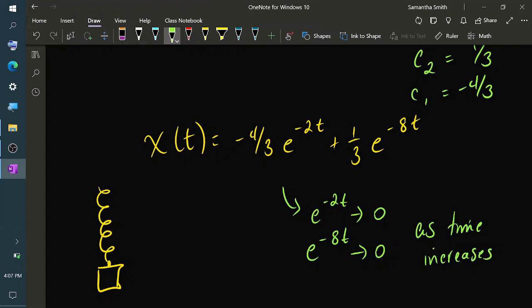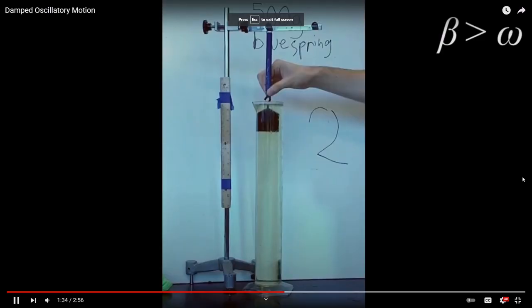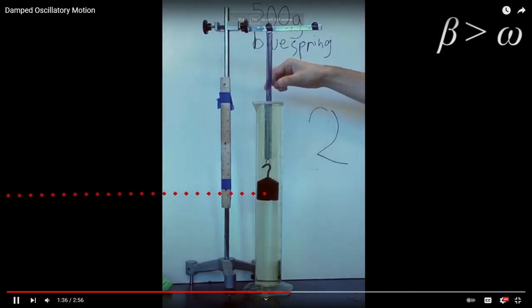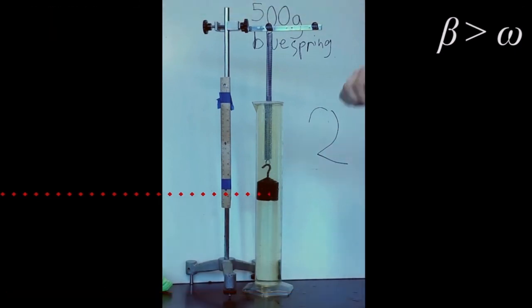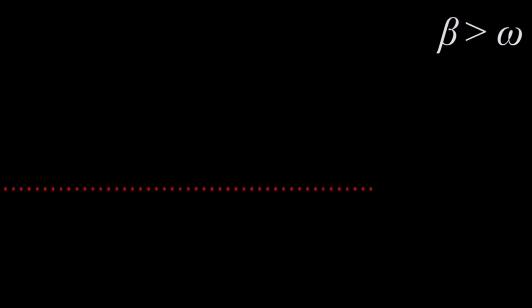So what we're seeing is that once the mass is released from the spring, it's sort of just immediately sliding back to equilibrium position. If beta is greater than omega, the system is overdamped. In overdamped systems, the system returns to equilibrium without ever oscillating.